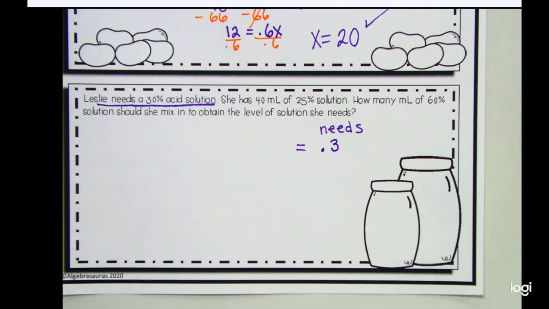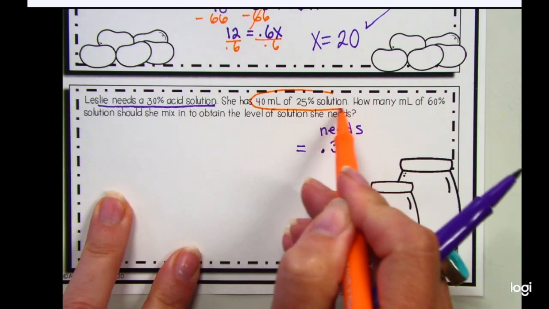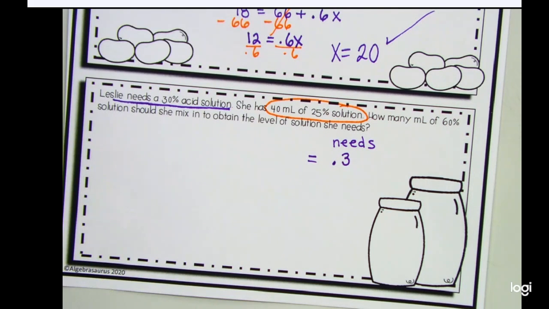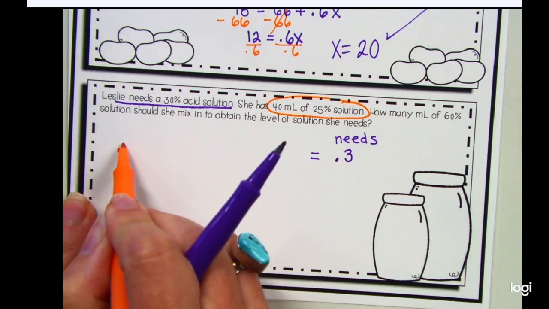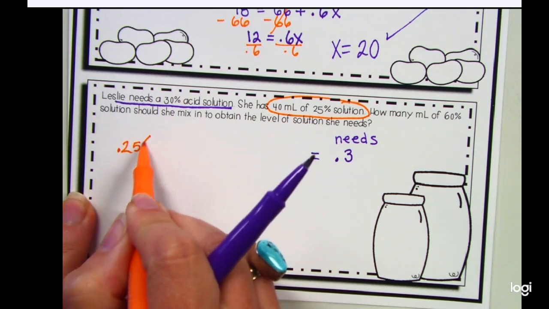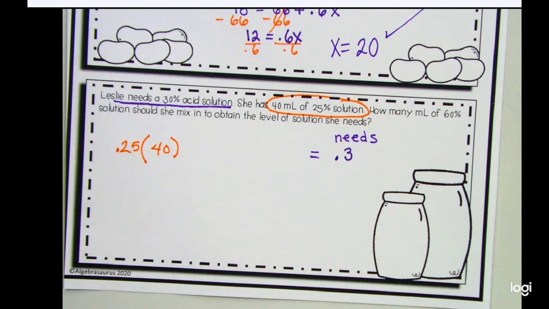What does she have now? Yeah, she's got this. 25% of, what does of mean in algebra? Times, for sure. In fact, maybe I'll just keep that orange. She's got 25% of 40 milliliters.